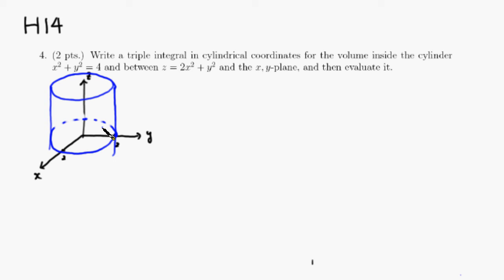Radius is 2, and between z equals x squared plus y squared, hmm, 2x squared plus y squared. So it's some kind of surface. It actually goes through the origin. So it's going to look like this. Then I guess it's cut off, so it's going to look like this. Then also between that and the xy plane.